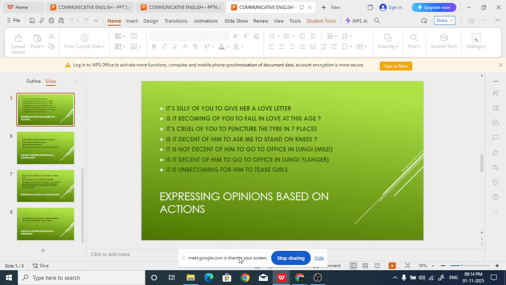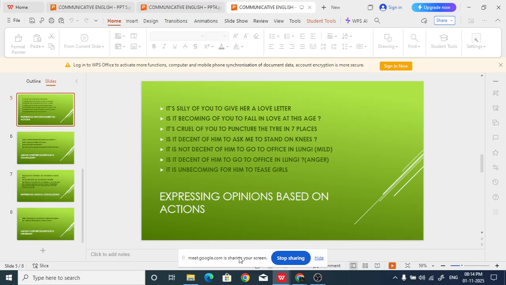Is it decent of him to ask me to stand on knees? Suppose your teacher asked you to stand on knees. Then you can ask, is it decent of him to ask me to stand on knees? It is not decent of him to go to office in lungi. Is it decent of him to go to office in lungi? See, the meaning is the same. It is not decent of him to go to office in lungi. That is one. The other one is, is it decent of him to go to office in lungi?